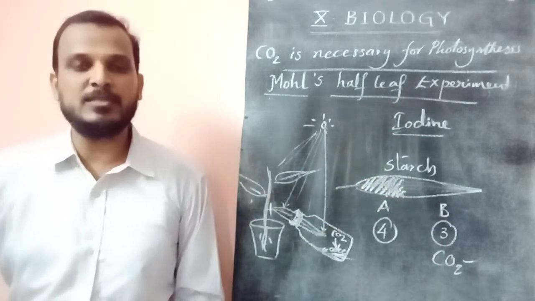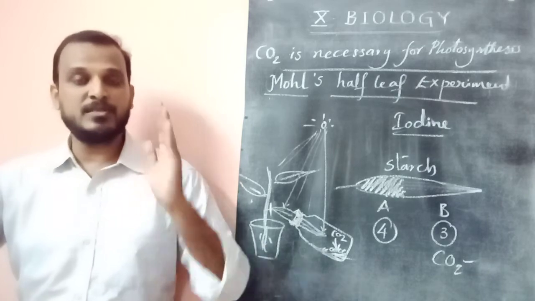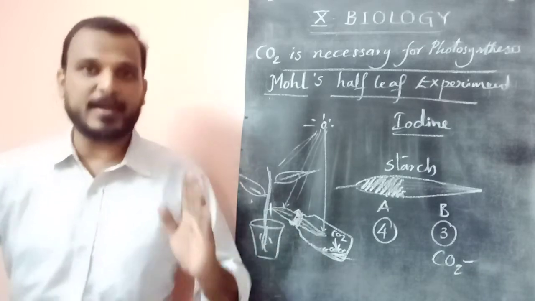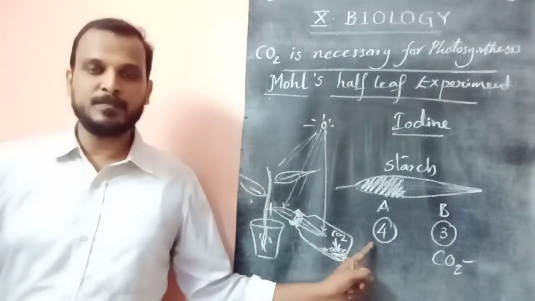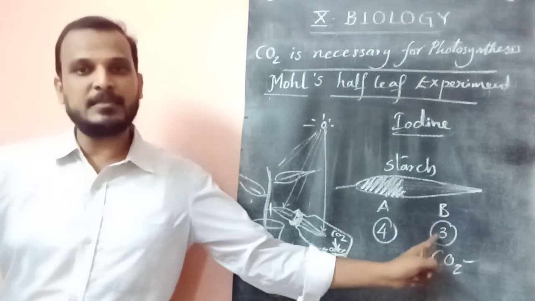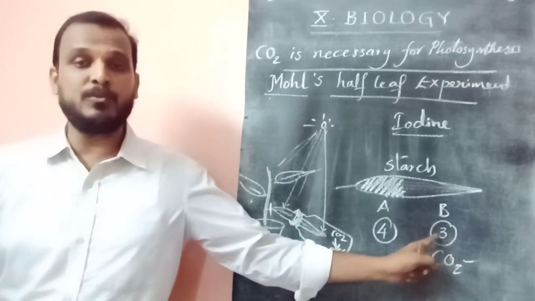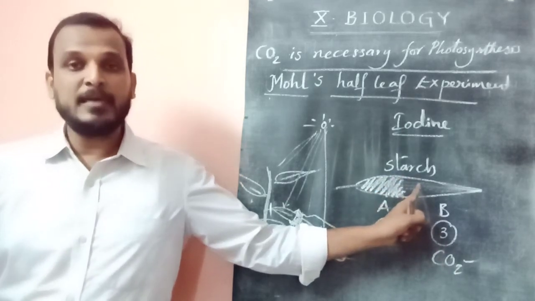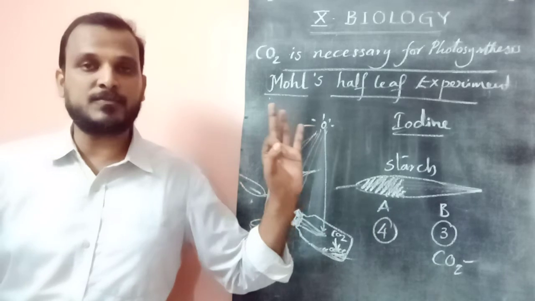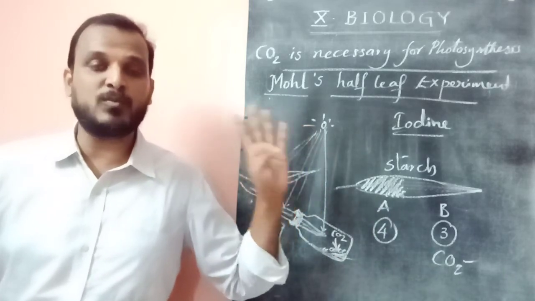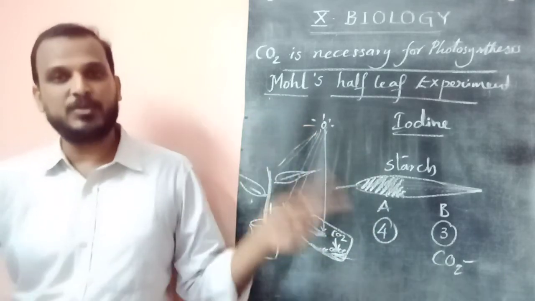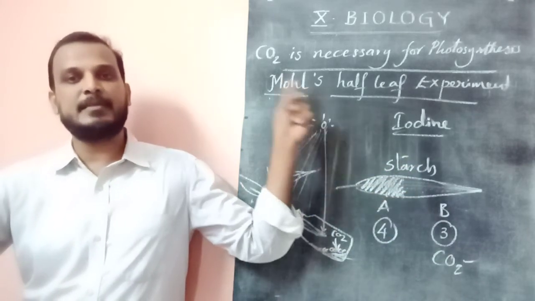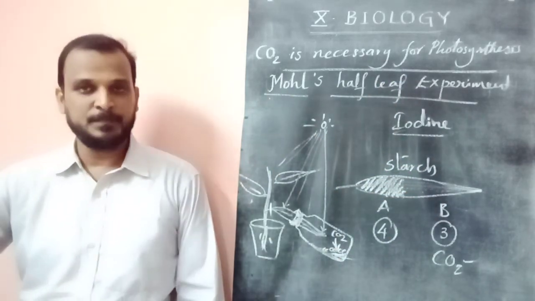Which part will turn bluish black? The part which has all the 4 factors including CO2. The part which is inside the bottle doesn't turn bluish black because starch is absent. Why is starch absent? It had only 3 factors for photosynthesis except the fourth one. What is the fourth one? CO2. If CO2 is not there, starch is not prepared, and this experiment proves that CO2 is essential for photosynthesis.